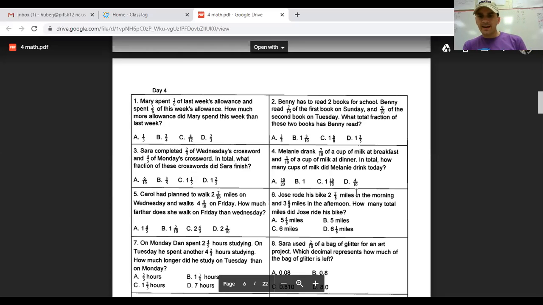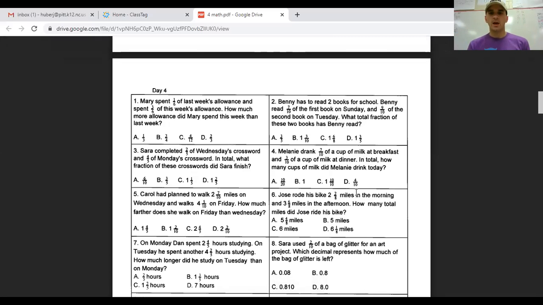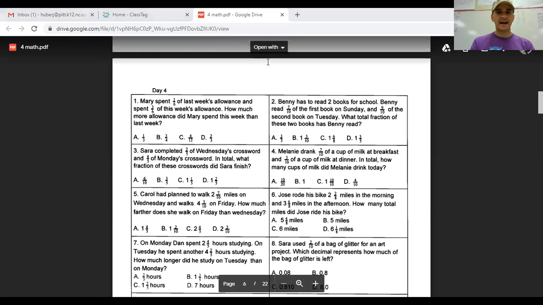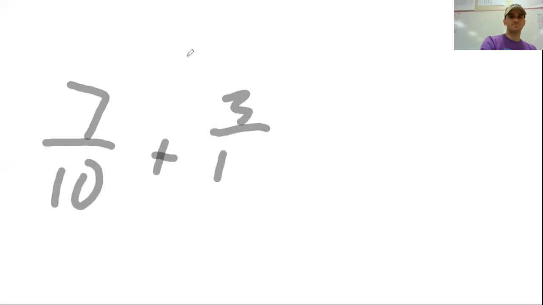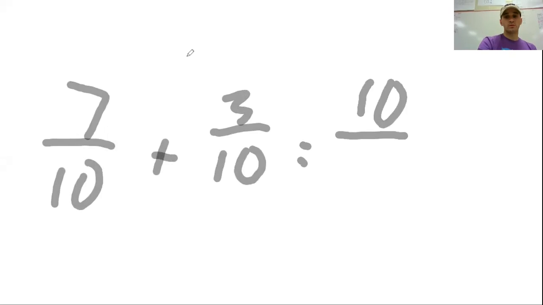Melanie drank 7/10 of a cup of milk at breakfast and 3/10 of a cup of milk at dinner in total. How many cups of milk did Melanie drink today? Again, total, we've got to add. So you've got 7/10 plus 3/10, which is going to be equal to 10/10. Now, I've told you in the past, you will not see 10/10 as an answer choice. Like 99.999% sure you're not going to see 10/10.